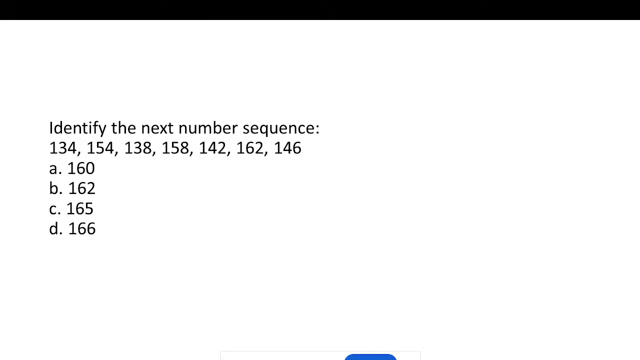Can you answer the next one? Identify the next number in the sequence. This is an alternate series sequence. 134 plus 4, 138. 138 plus 4, 142. 142 plus 4, 146. In the same way, 154 plus 4, 158. 158 plus 4, 162. 162 plus 4, 166. Comment your answers.